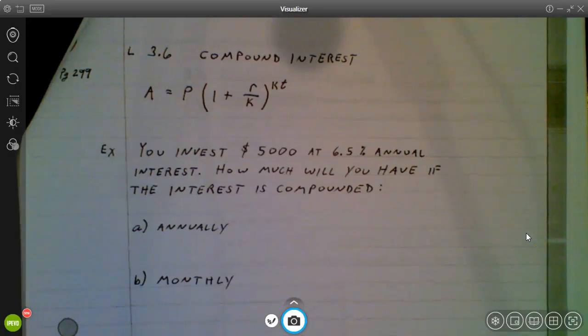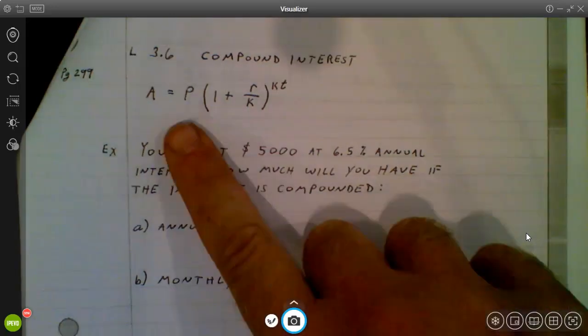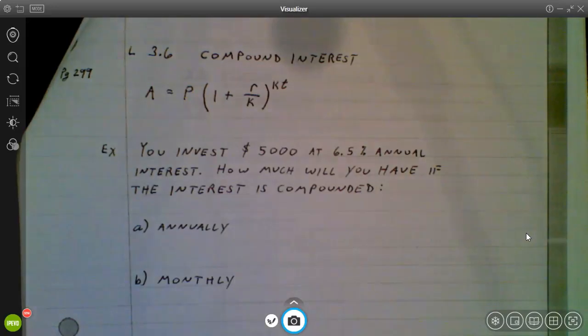All right, final section of chapter 3. Going to be looking at compound interest mainly. The formula commonly used for compound interest looks like this, so you can see why it plays into this chapter. Obviously it fits the model of our exponential functions.